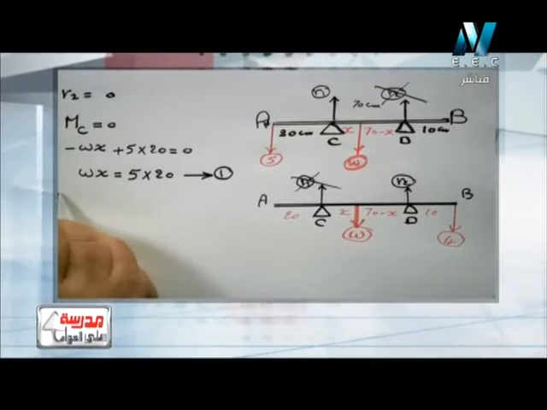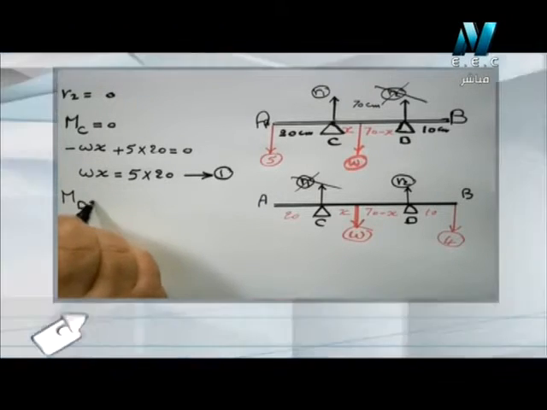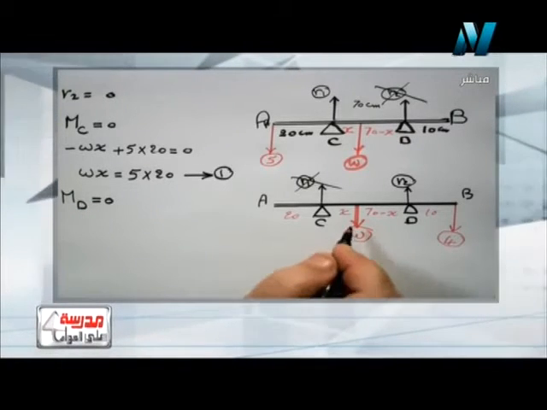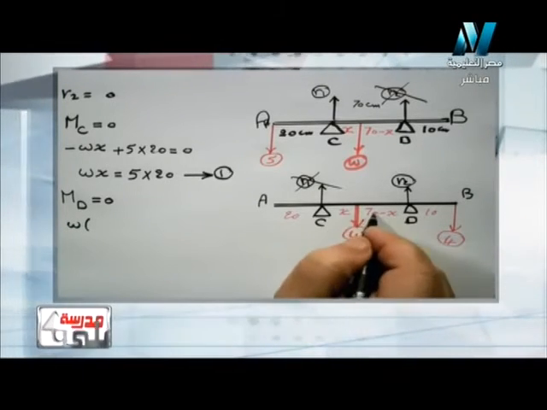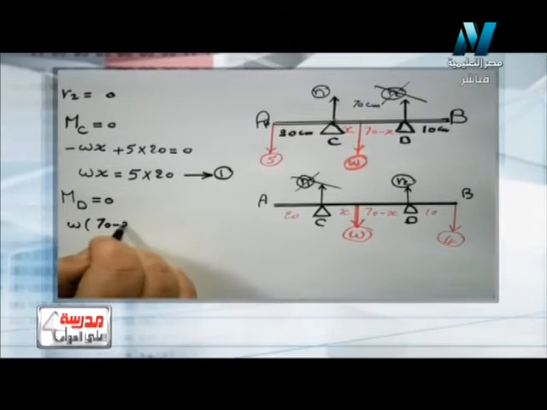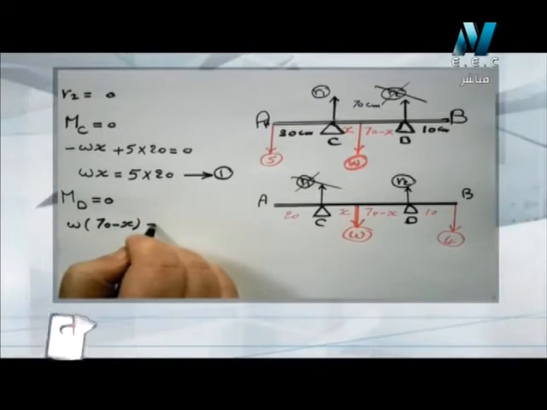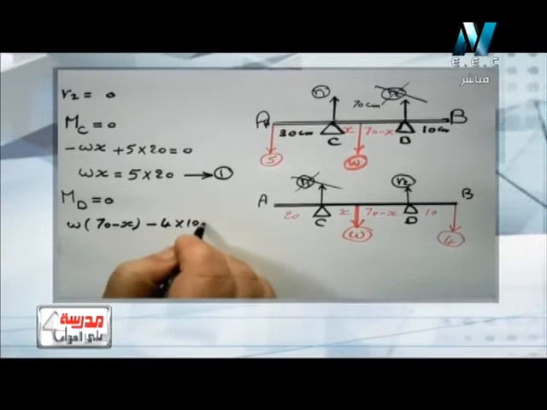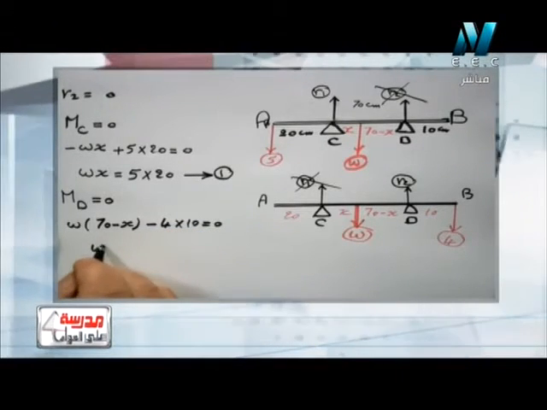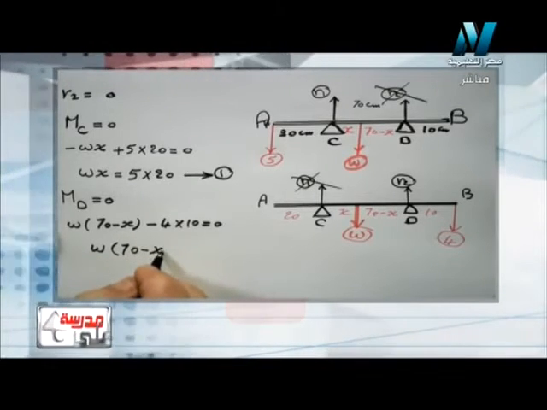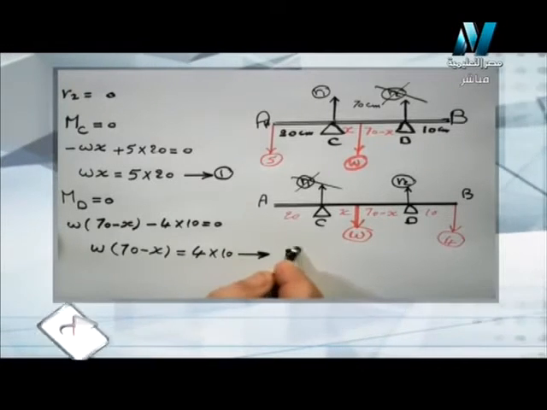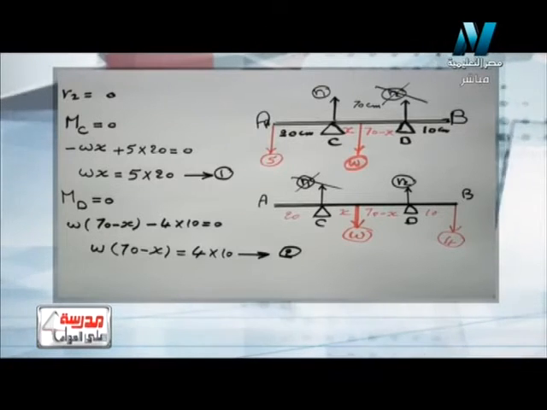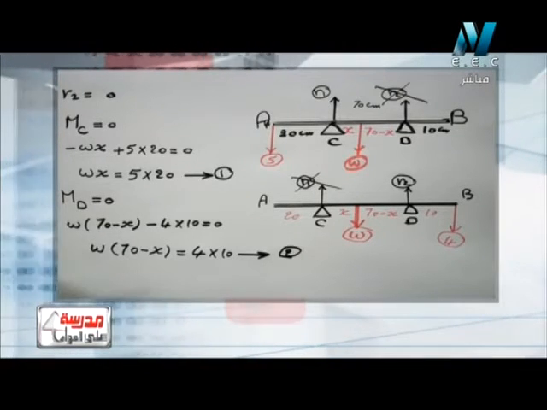يبقى على طول moment at D equals 0. Moment at D, W multiply distance from D to the weight 70 minus X, minus 4 by 10, equals 0. يبقى W 70 minus X equal 4 by 10. This is number 2. Now we have two equations in two unknowns and we can solve these two equations simultaneously as you like.